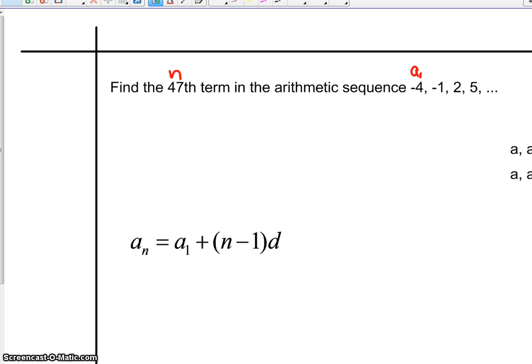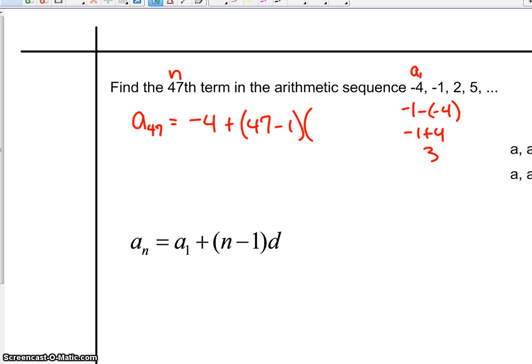Here's my first term. So what I want to find is the 47th term, so I want to find a sub 47. I know my first term. I know there are 47 terms. And again, I've got to find that common difference. Like I said, I can take any term and subtract the previous one. And again, we find out it's 3.